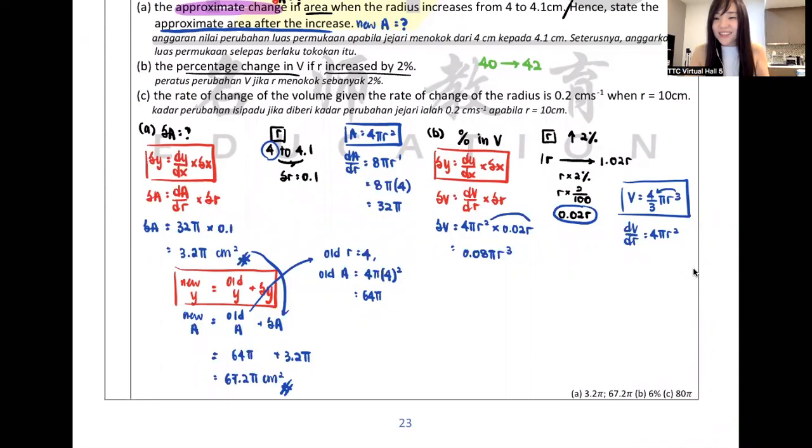For those who say 2%. Is it lag? Guys, can you hear me? Is my voice lag? Can you hear? No lag? Why you guys all no lag? It's like just me lag.